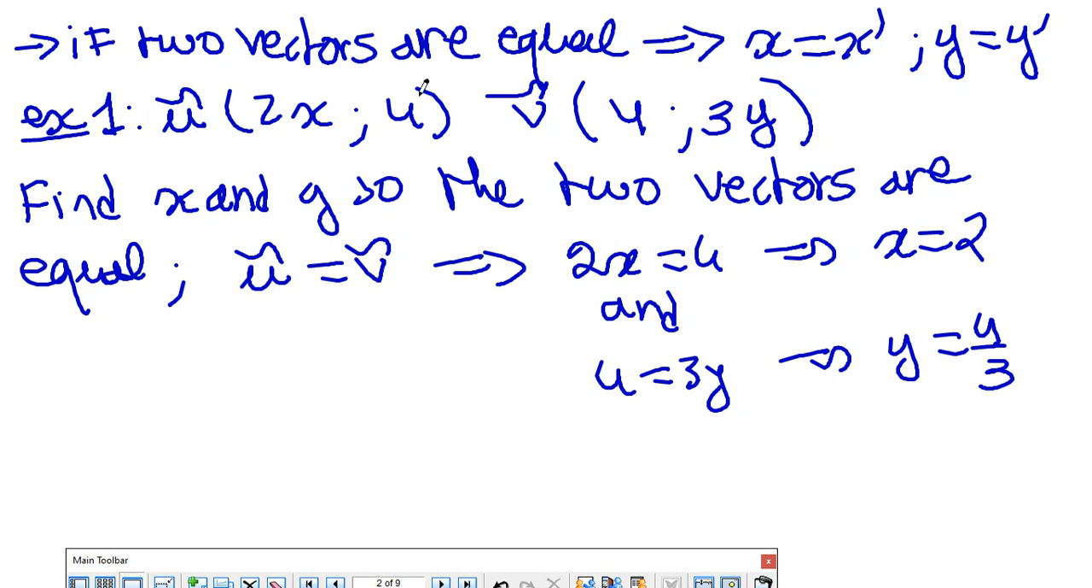Now, if two vectors are equal, it means they have the same x and the same y. For example, given the vectors u, (2x, 4), and v, (4, 3y), I can ask you to find the values of x and y so that the two vectors are equal. When I say u is equal to v, it means x of u is equal to x of v. Be careful. When I say x, it does not mean this x. It means the abscissa of u is equal to the abscissa of v. So 2x is equal to 4. I can solve it to find x is 2. And the ordinate, or the vertical components, are equal. So 4 is equal to 3y, which gives me y is equal to 4 over 3.